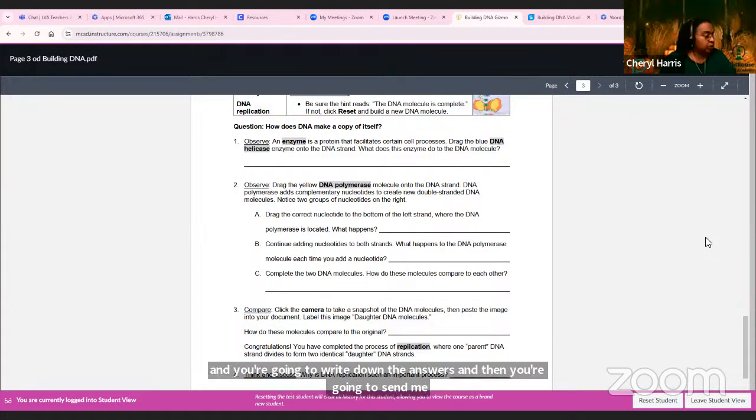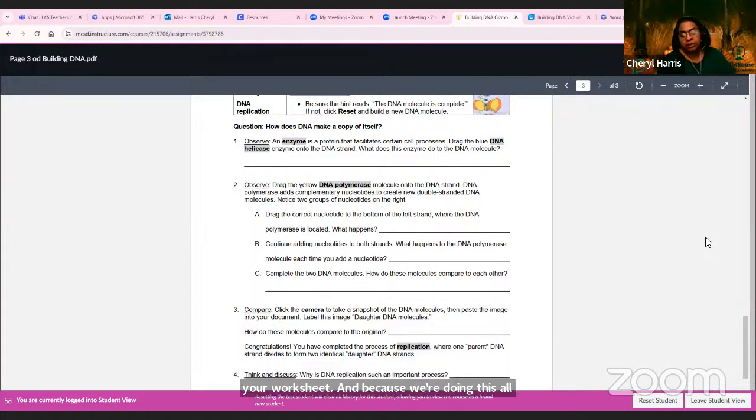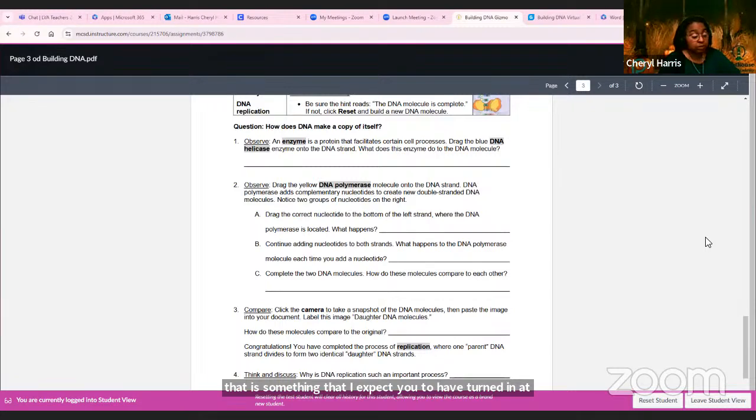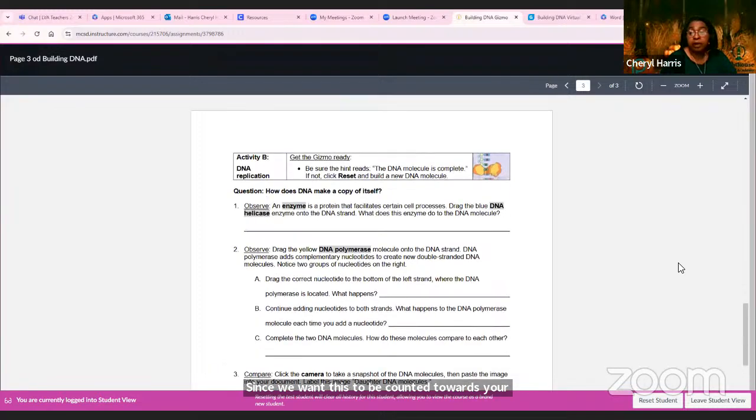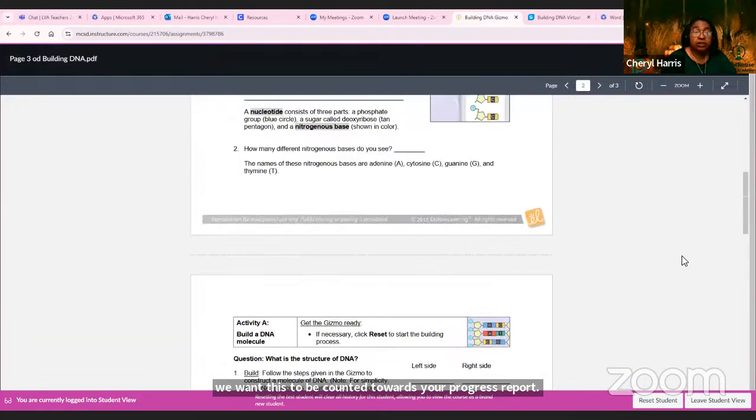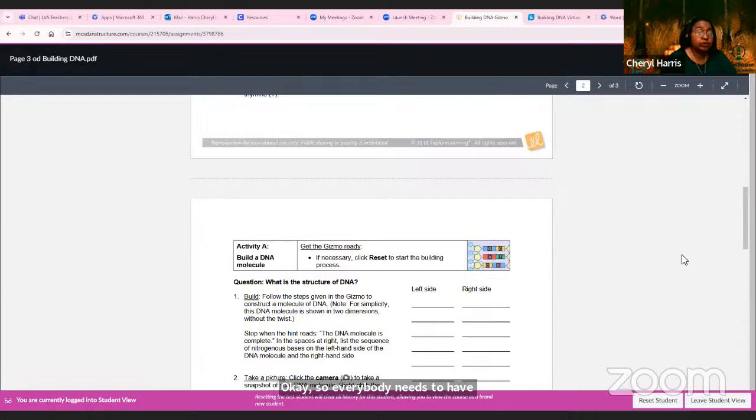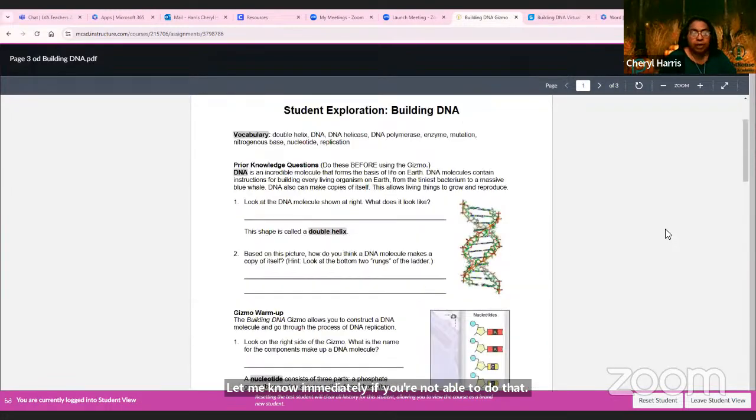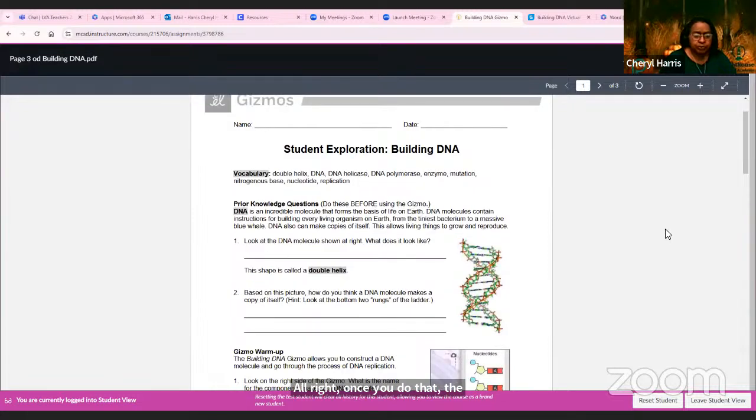Because we're doing this all together and everybody's present, that is something that I expect you to have turned in at the end of class, especially since we want this to be counted towards your progress report. Okay, so everybody needs to have downloaded the new worksheet so that you have 3 pages. Let me know immediately if you're not able to do that. All right, once you do that, download it as a Google Doc so that you can write on it.